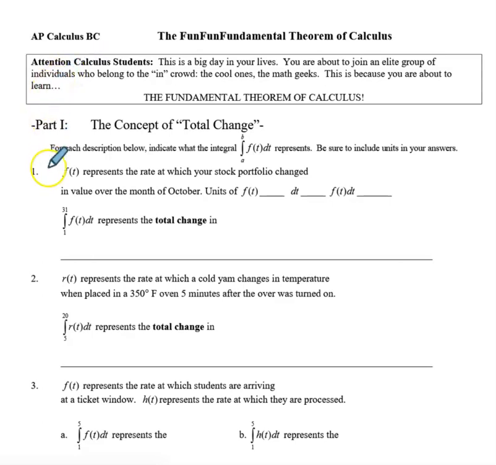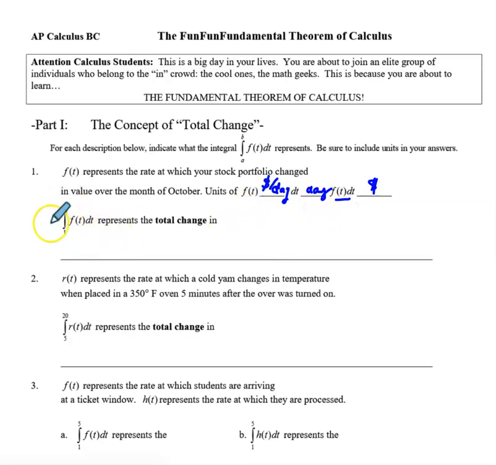So the first one says, f of t represents the rate at which your stock portfolio changed in value over the month of October. So the units of f of t are going to be like, say, dollars per day, because it's the rate at which the total amount in the portfolio changed. And then dt is a small change in days. So we say that's day, and when we multiply dollars per day times days, we end up with dollars. So that is what f of t dt is in.